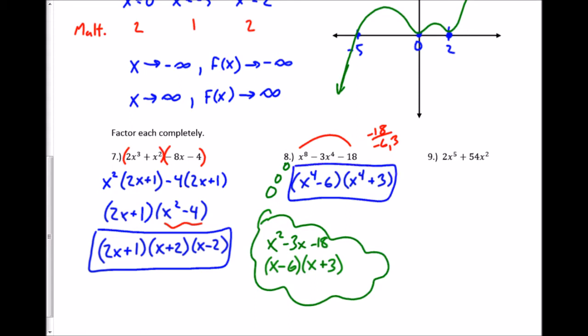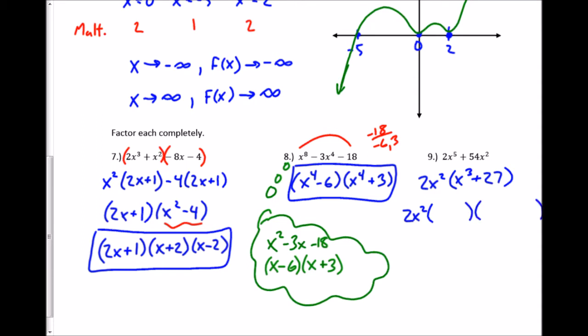In number 9 here, I just want to factor out the greatest common factor first. So I'm going to take out a 2x cubed out of this, a 2x squared out of this thing. When I factor out a 2x squared, it leaves me with an x cubed plus 27. And I'm not quite finished here because x cubed plus 27 is a sum of cubes. So this guy's going to tag along for the ride. The sum of cubes factors into a binomial and a trinomial.